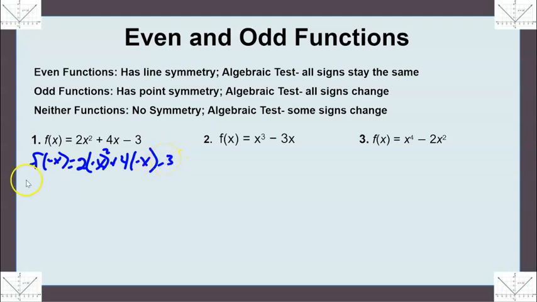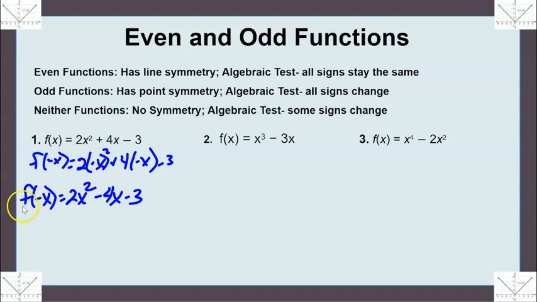So when I simplify it, I end up with f of negative x equaling negative x squared is x squared times 2 is 2x squared. 4 times negative x is a negative 4x. And then I have a minus 3.